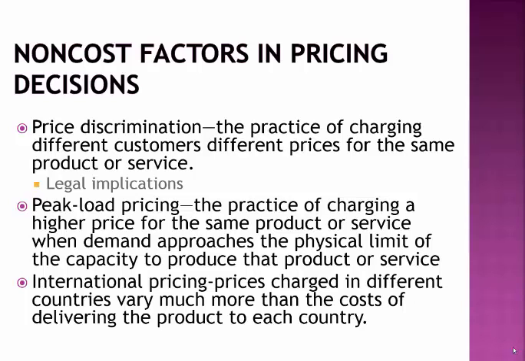International pricing is another example of factors other than cost that affect prices. It occurs when the same product is sold in different countries. All right, so prices are different in different countries. They vary much more than the cost of delivering the products to each country. These price differences arise because of differences in the purchasing power of consumers in different countries. This is a form of price discrimination.